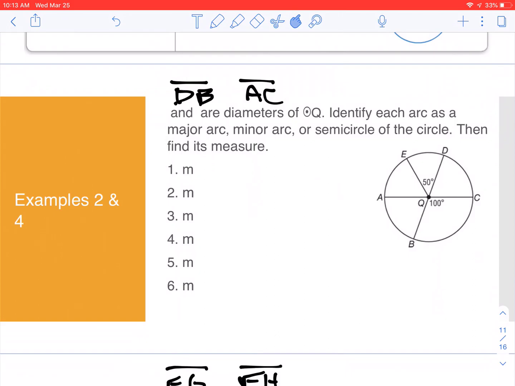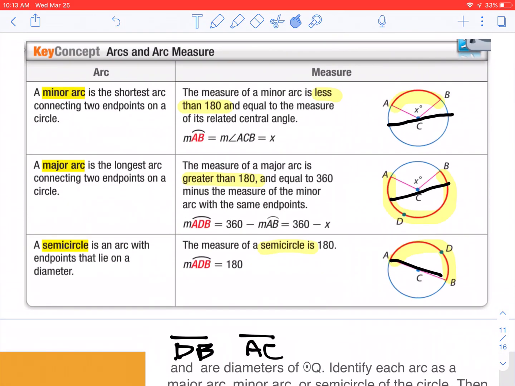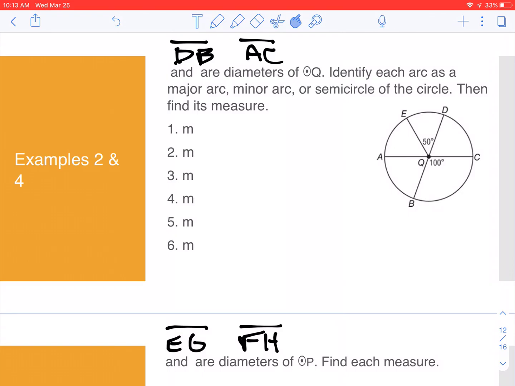so I have DB and AC are diameters. Okay, we're going to identify each arc as a major, minor, or semicircle. All right, so let's just start off with measure of arc. So when we name an arc, by the way, if you look right here, we put a little arc over the top of it. Okay, so I'm going to start with BC. Measure of arc BC. First of all, major, minor, what is it?